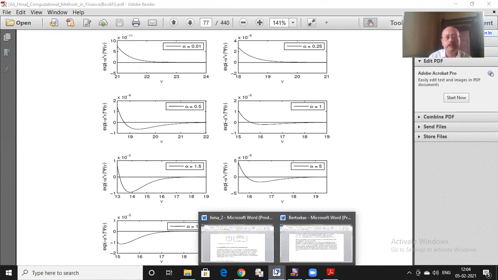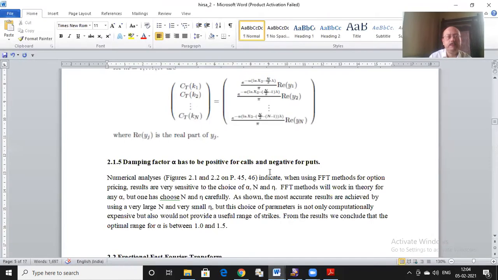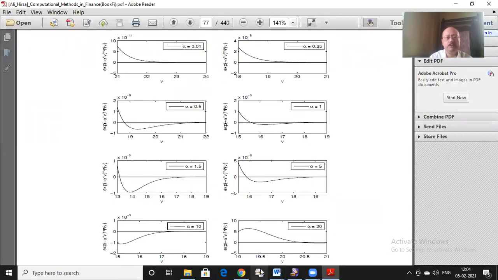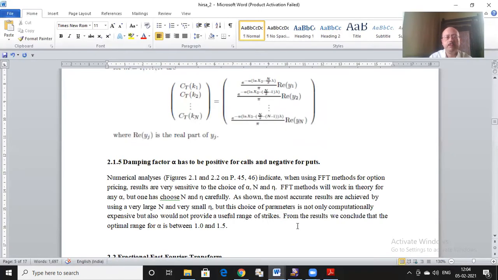So if we refer to those, then Carr and Madan say that, when we are using FFT methods, of course, results are sensitive to the choice of alpha, n, and eta. We have seen that in these figures also. FFT methods will work in theory for any alpha. Well, there is no restriction, but we have to choose n and eta carefully. And the most accurate results are achieved by using a large n and small eta, of course, but it becomes computationally expensive.